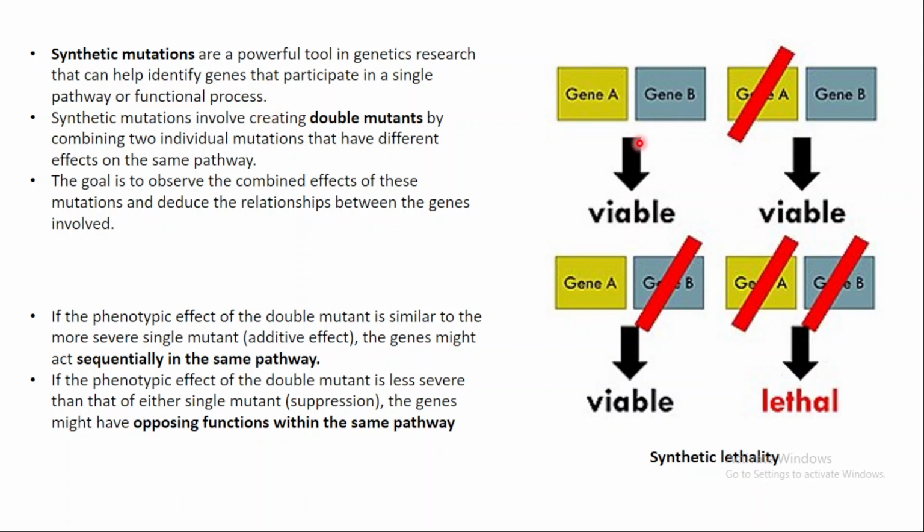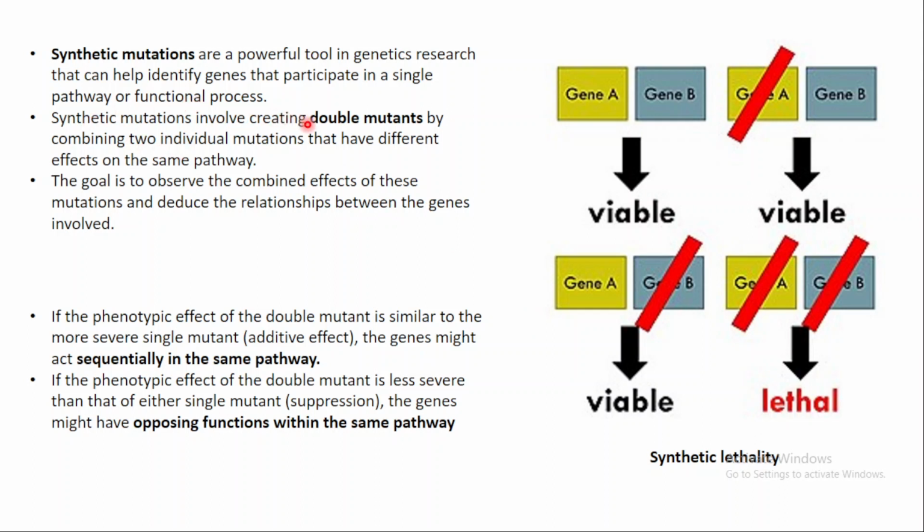So here we have two genes, gene A and B, performing an important function which when ablated gives a lethal phenotype. If we have gene B mutated, one of these genes mutated, then we still have a viable phenotype. When we have gene A mutated, we have a viable phenotype, but when we have a double mutant, both gene A and gene B, this leads to lethality, synthetic lethality. This is an example of synthetic mutations.